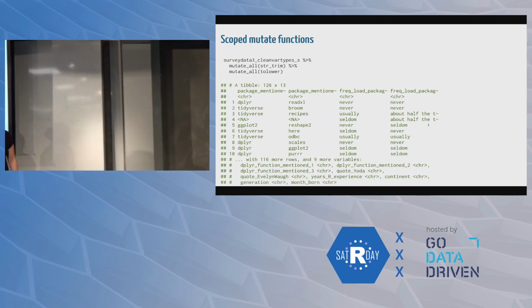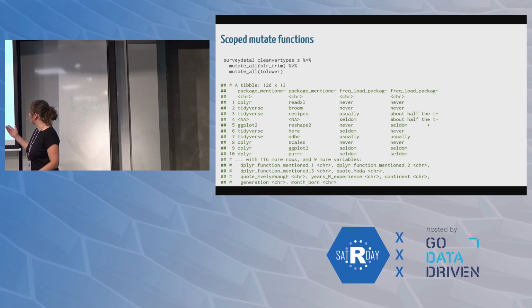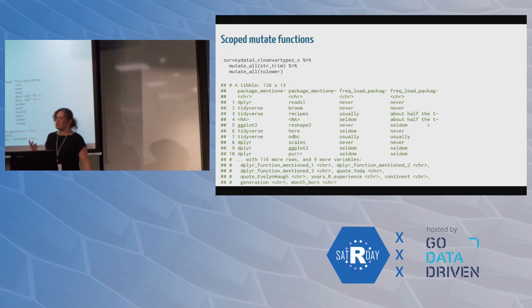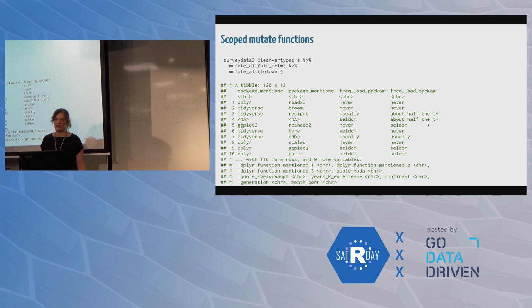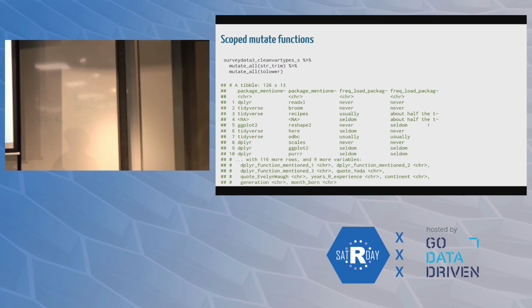So the very easy examples, take my data set, mutate all string trim, and put everything to lower, and with just 2 very, very short lines of code, I got rid of all my empty spaces, and everything is lowercase. So again, this is so incredibly easy. I like it.